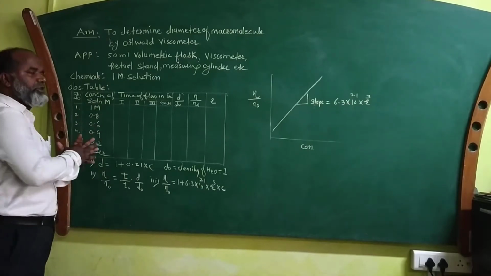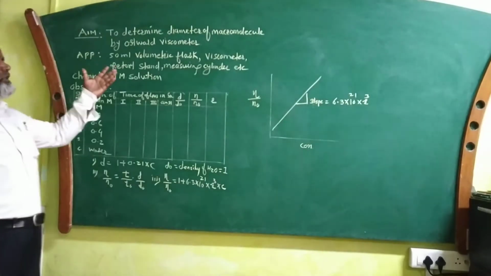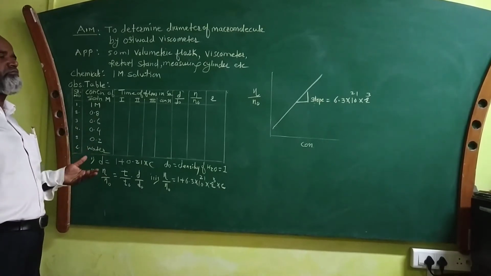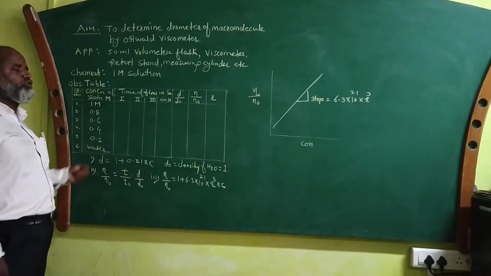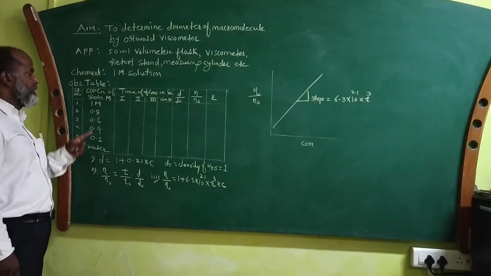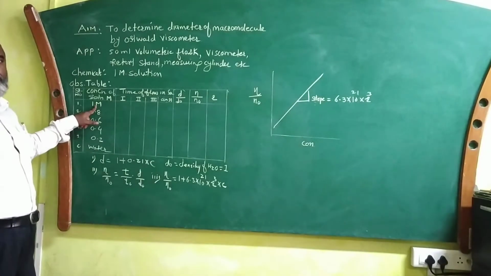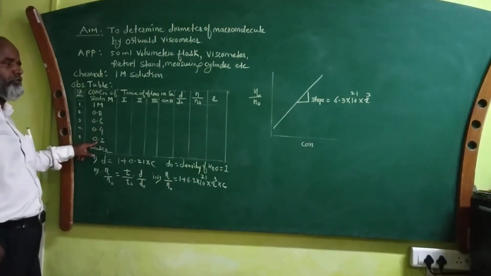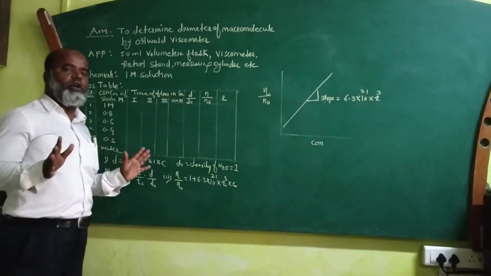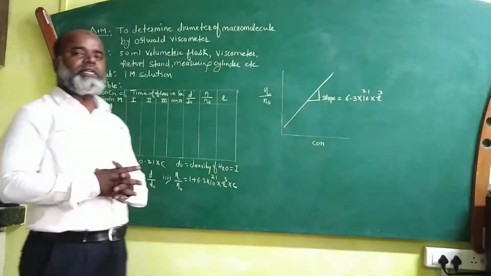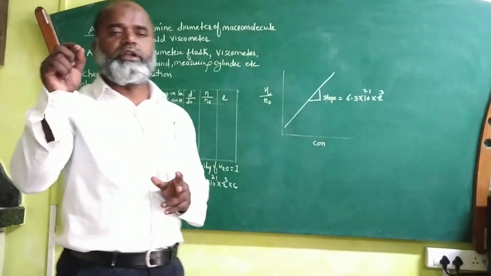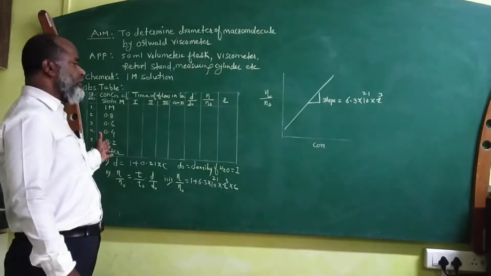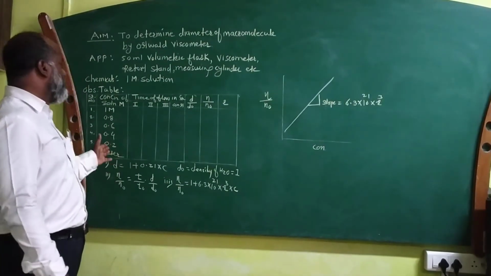Now this is your observation table. To perform this experiment you have to note down certain readings, and before that you have to prepare solutions of different concentrations. We will give only the 1 molar concentration solution, and from that you are supposed to prepare 0.8, 0.6, 0.4 and 0.2 molar, and the last will be plain water. In all you are going to take 6 readings: the 1 molar glycerol solution, 0.8 molar, 0.6, 0.4, 0.2, and finally the reading of water.